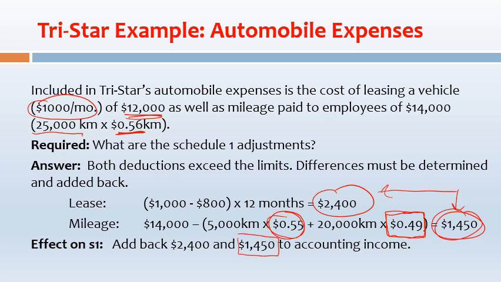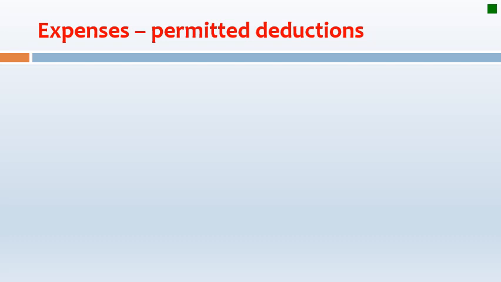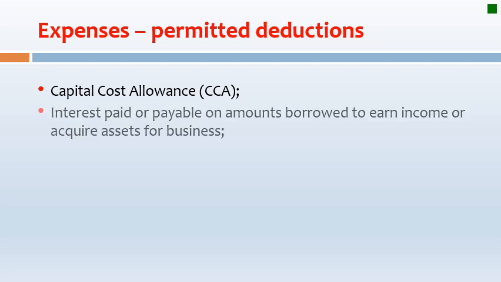Nice work, everybody. Here are some examples of expenses that are expressly permitted as deductions for tax purposes, which may differ from their accounting treatment. Now, the first one is capital cost allowance. We know this is not an accounting deduction. It is strictly defined for tax purposes.